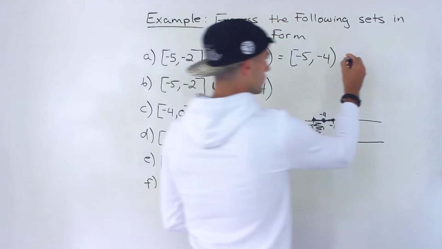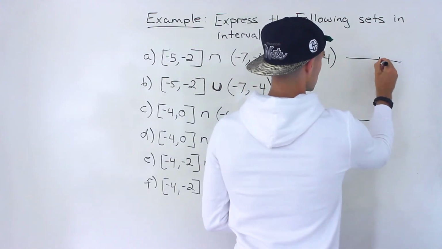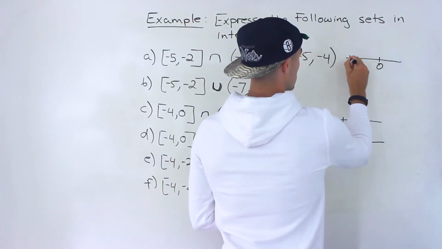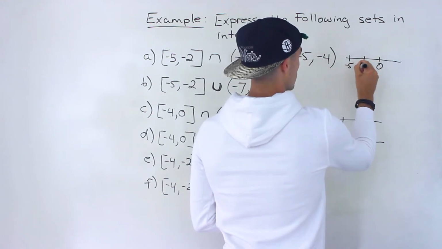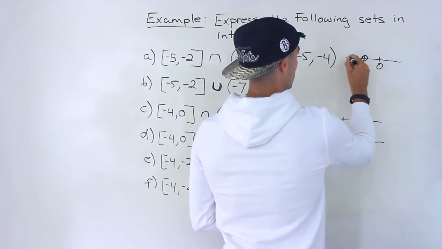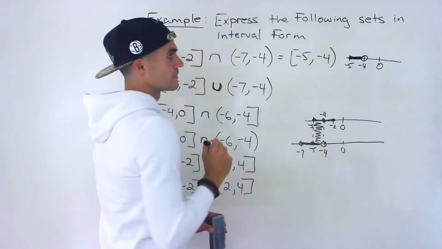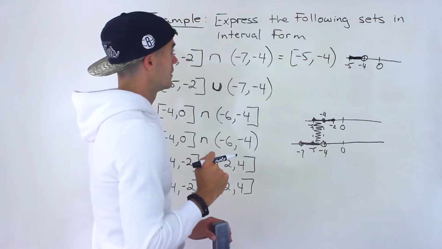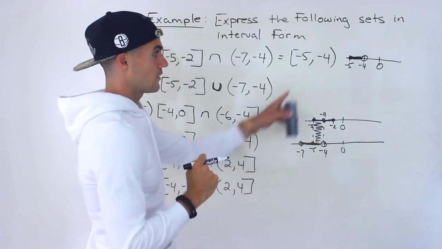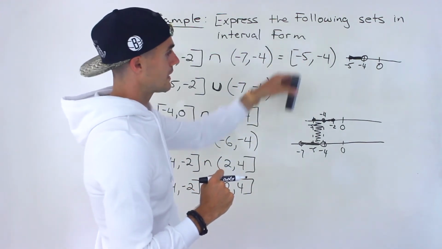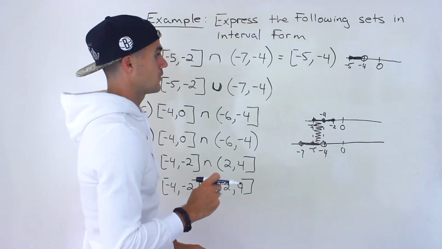If you showed this on a number line, you may get questions asking for that. You would just put -5, -4, open, closed, like that. That's what the answer would be for part A, whether in interval form or a number line. They didn't ask for the number line, but I'll put it anyway.